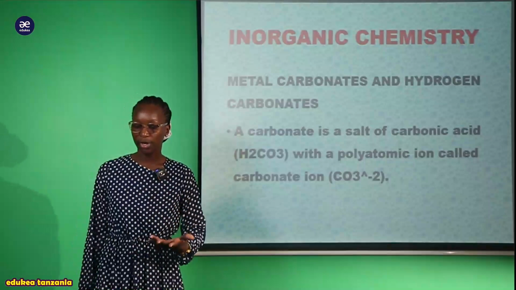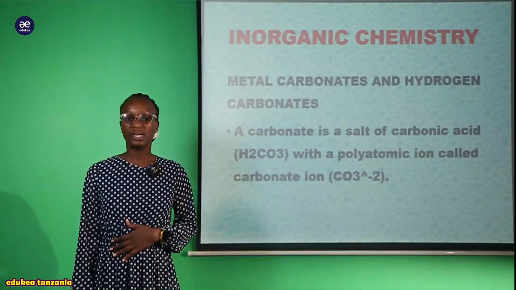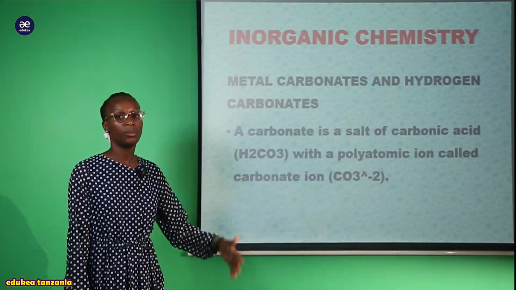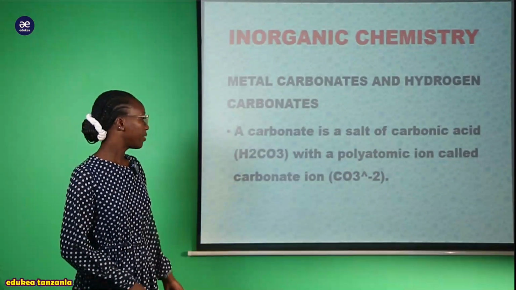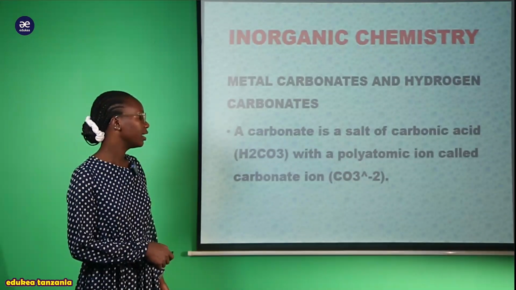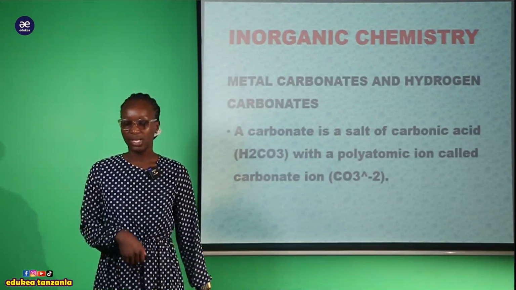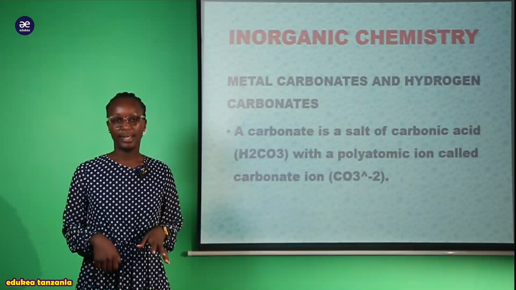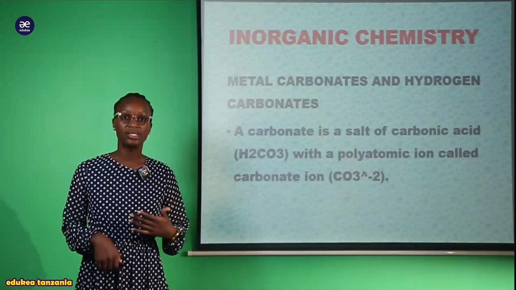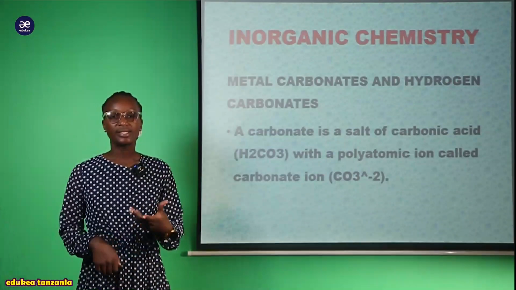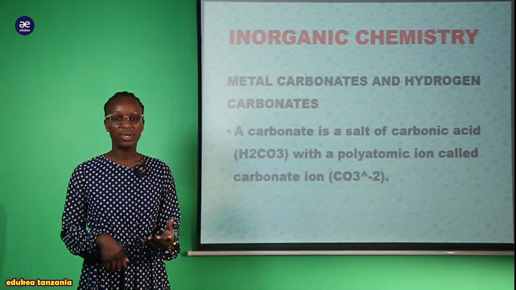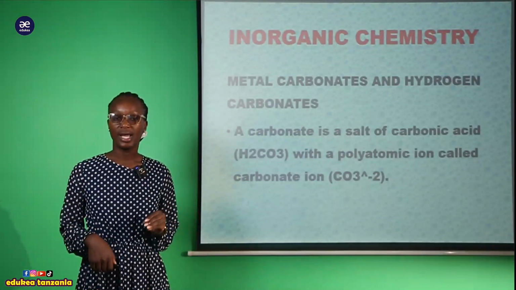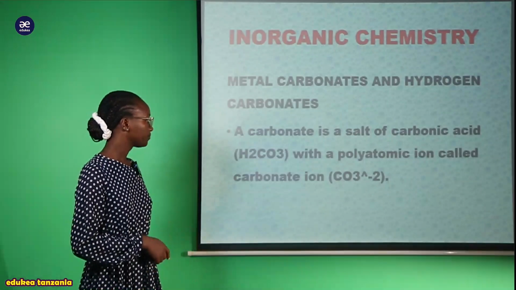Ndio maana unaona kwamba compound yoyote ya carbonate ikidissociate, we expect to form the carbonate ion kama ilivyo. That's why tunaenda kuita inaitwa polyatomic ion, ambayo sasa carbonate ion ndio hii hapa, CO3 power -2. This is carbonate ion. So I hope now umepata picha tunapozungumzia carbonate. Cha kwanza ujue kwamba carbonate ni salt. Lakini salt ina exist katika nature gani? Ni carbonic acid ambayo ni weak acid ambayo inakuwa ni polyatomic ion ambayo inaitwa carbonate ion.